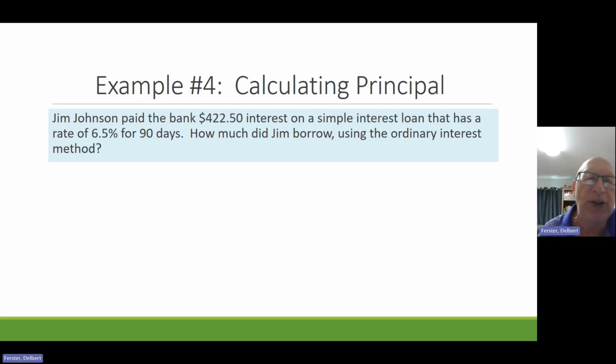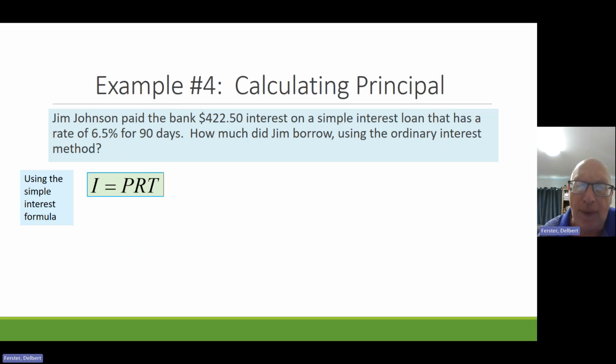All right. So this guy's got $422.50. That's your interest value. It's a simple interest loan. We've got a rate of 6.5 and 90 days. In this case, we're using ordinary interest, so that'll be 90 over 360. The question says, how much did he borrow? So your unknown is P.